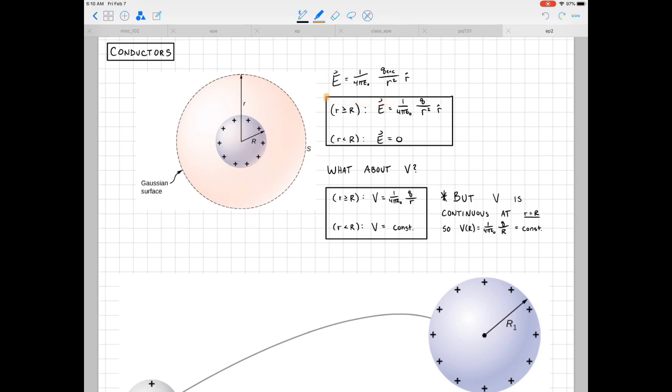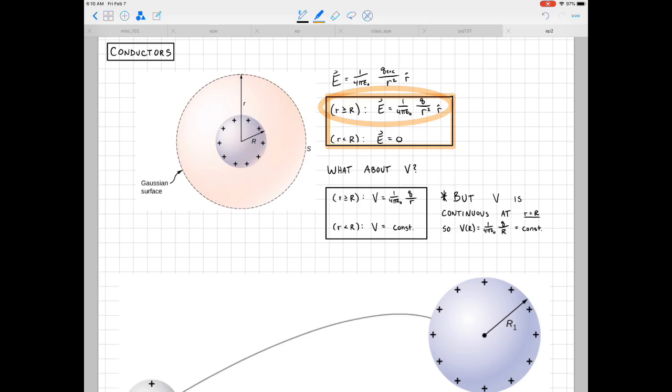Well, using Gauss's law, the electric field is just 1 over 4 pi epsilon naught, Q enclosed over r squared in the r hat direction. And what this means is that I get an electric field of 0 inside the charged sphere, because the charges are all on the exterior surface, and the electric field outside the sphere behaves and looks like the electric field due to a point charge Q located at the center of the sphere.